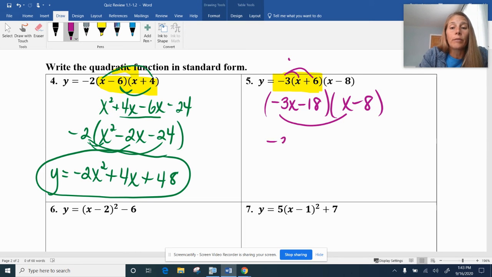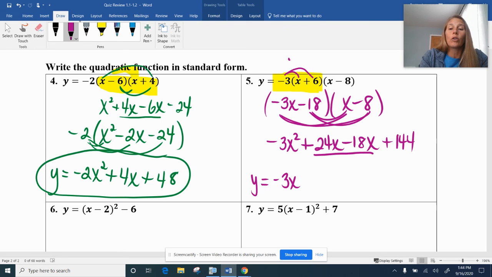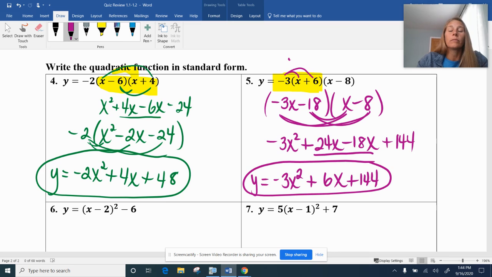So I would get negative 3x squared plus 24x minus 18x, and then plus, let's see, what is 18 times 8? I think it might be 144. And then the middle two are like terms, so those can be combined by adding the coefficients. So we have 24 minus 18, which would give us 6x in the middle, and that equals 144. All right.